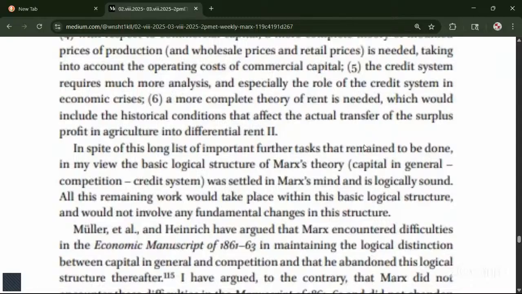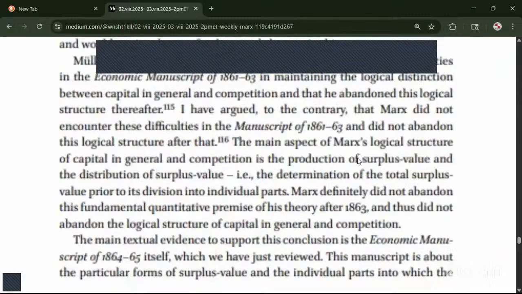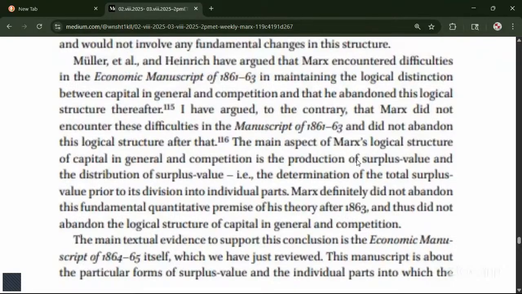Müller et al. and Heinrich have argued that Marx encountered difficulties in the economic manuscript of 1861 to 63 in maintaining the logical distinction between capital in general and competition, and that he abandoned this logical structure thereafter, footnote 115. Moseley has argued, to the contrary, that Marx did not encounter these difficulties in the manuscript of 1861 to 63 and did not abandon this logical structure after that, footnote 116.